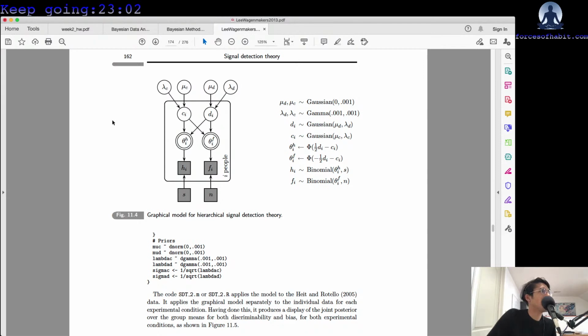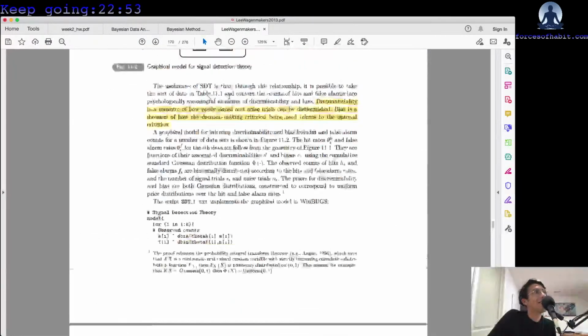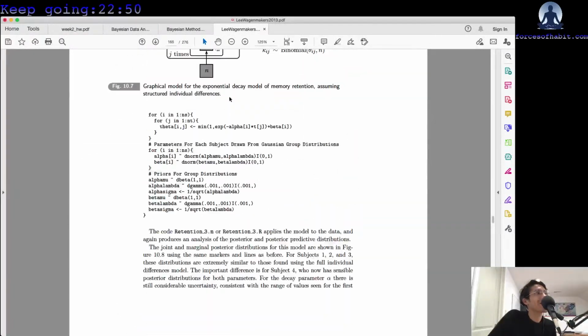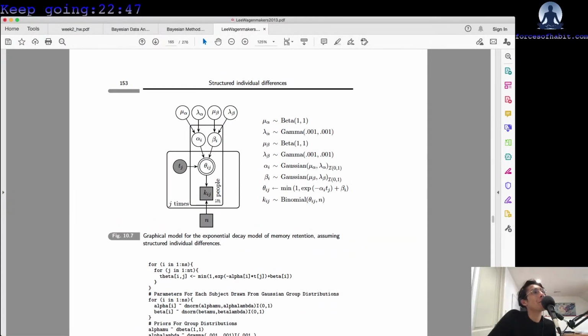But just looking at what we have here then, we're doing that same sort of hierarchical structure that we did yesterday for the memory retention example. Just to remind you, because we're talking about memory here, we saw these two parameters within subjects, and for this we could develop this hierarchical structure where each of these parameters was distributed from a Gaussian distribution with mu and lambda, the precision. And this was baseline and memory decay.